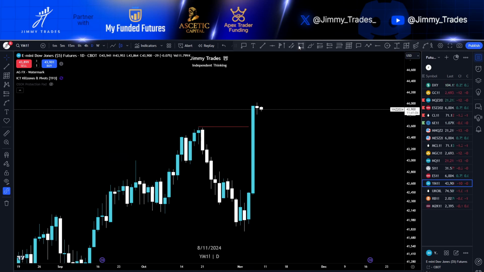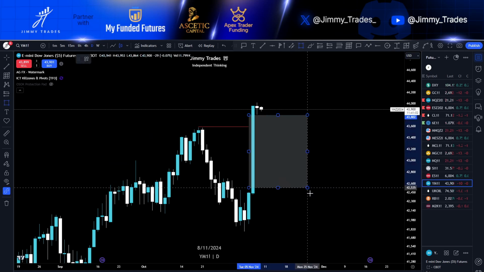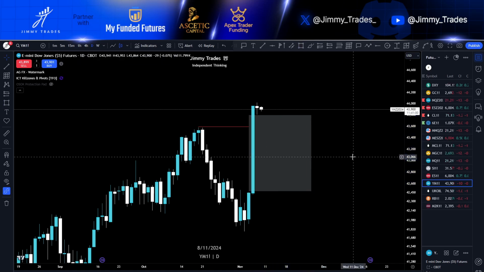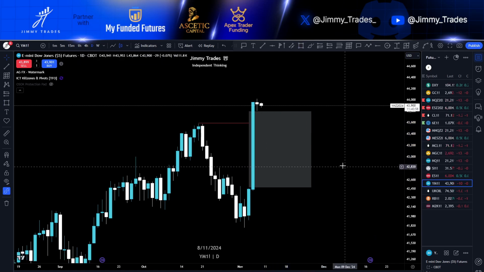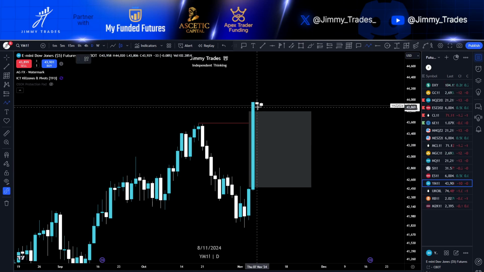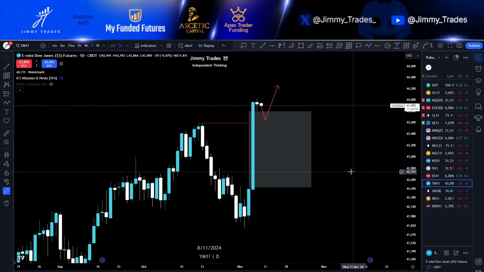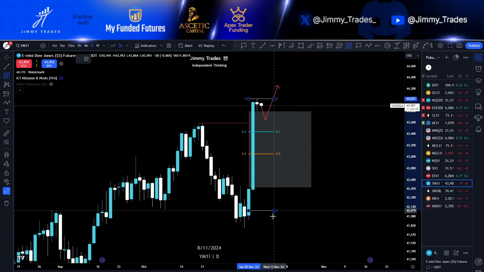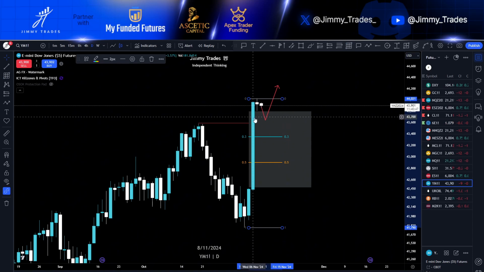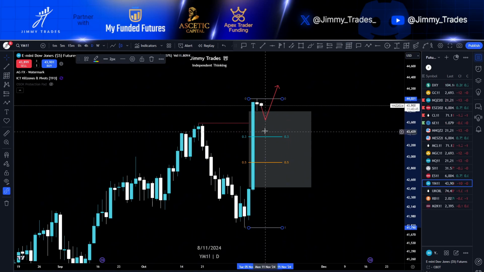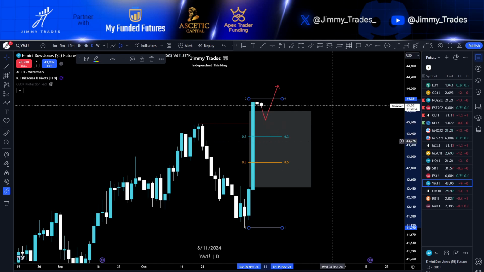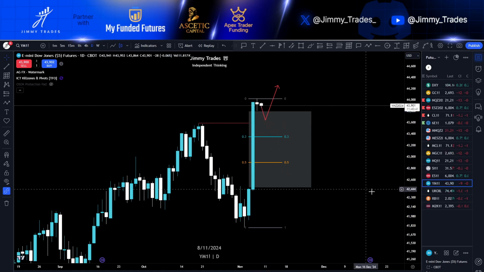So I'm going to look for price to move back into this gap. And we may see something like this occur. And if we extend the range, we could see price come back into this space here for a TGIF.